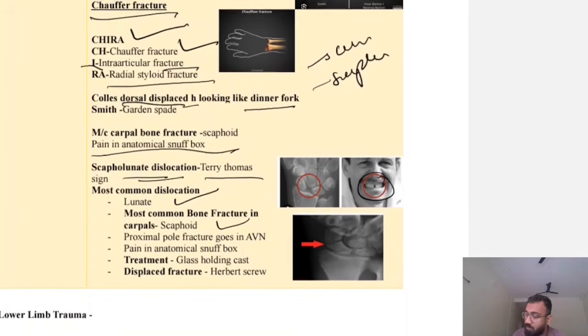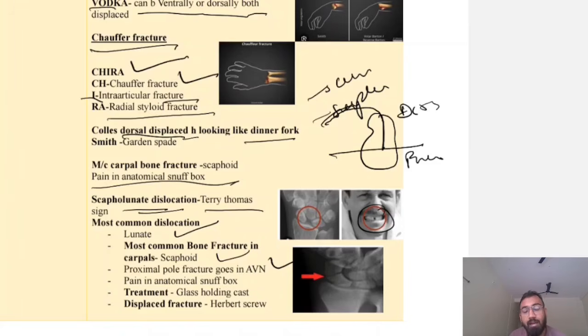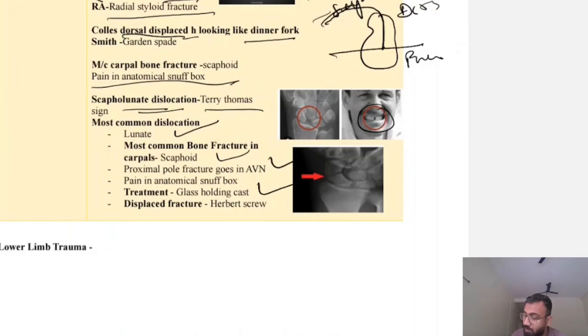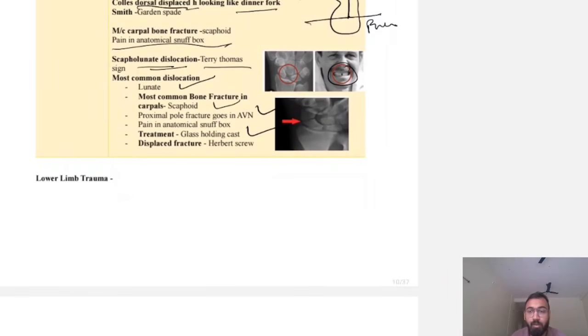In carpals, the proximal pole has less blood supply, so it is more likely to develop AVN. This is the scaphoid bone. This is the proximal part, and this is the distal part. The blood supply is going this way, so the proximal part is less likely to be supplied. If it is fractured, it is most likely to go into avascular necrosis. You have to manage this patient with a glass holding cast if it is an undisplaced fracture. If it is displaced, then you have to fix it with a Herbert screw.